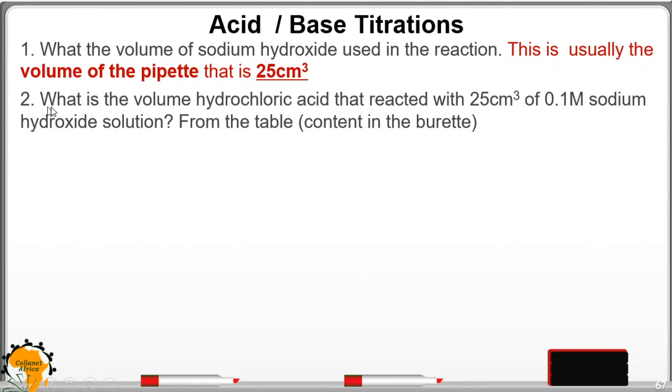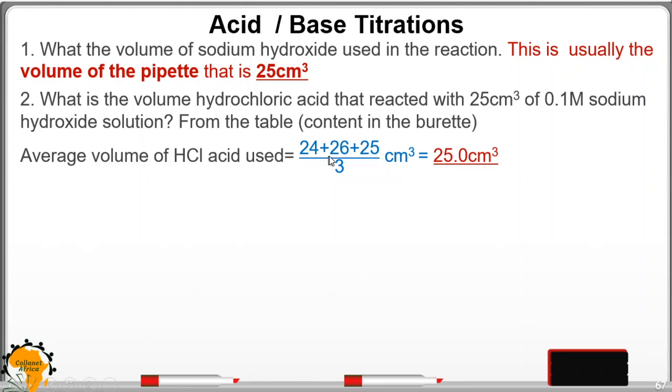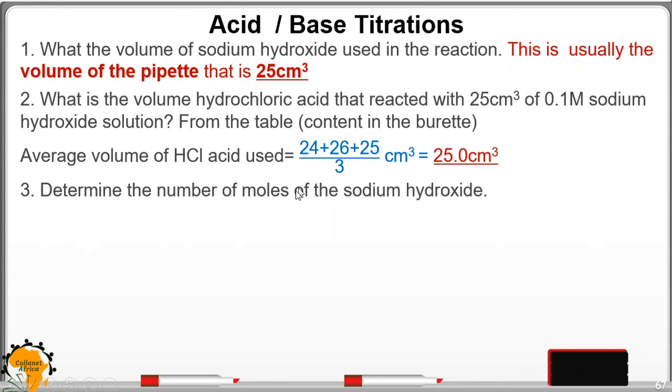Two, what is the volume of the hydrochloric acid that reacted with 25 cm³ of 0.1 molarity sodium hydroxide? This one you get from the table, the content in the burette. So we got 25 as the average titer of the HCl.